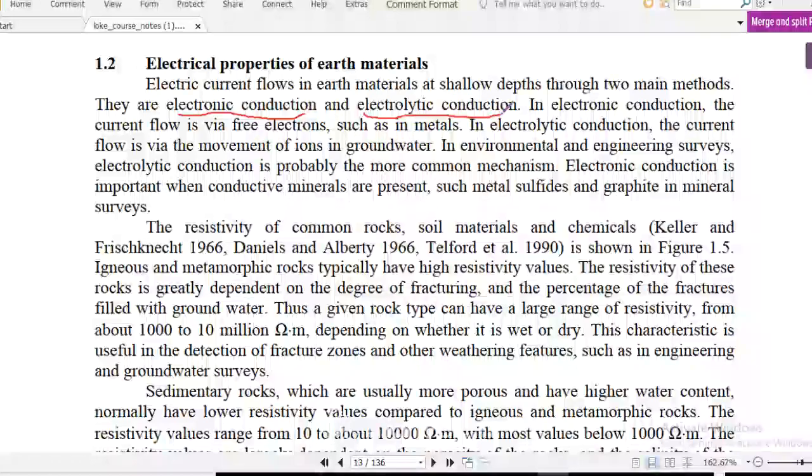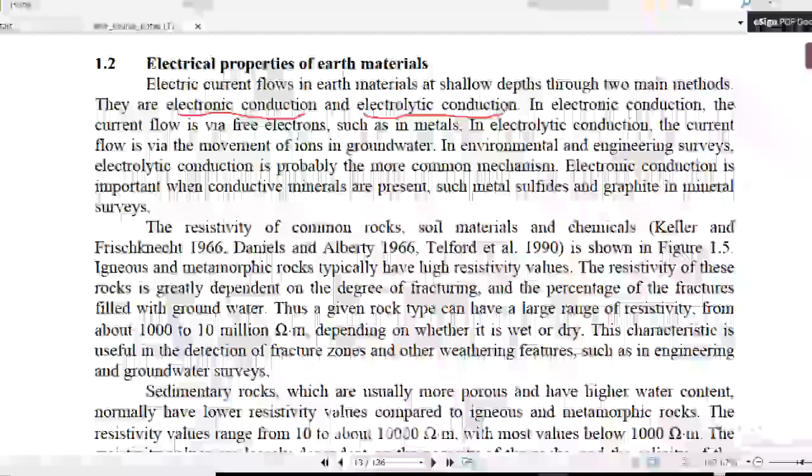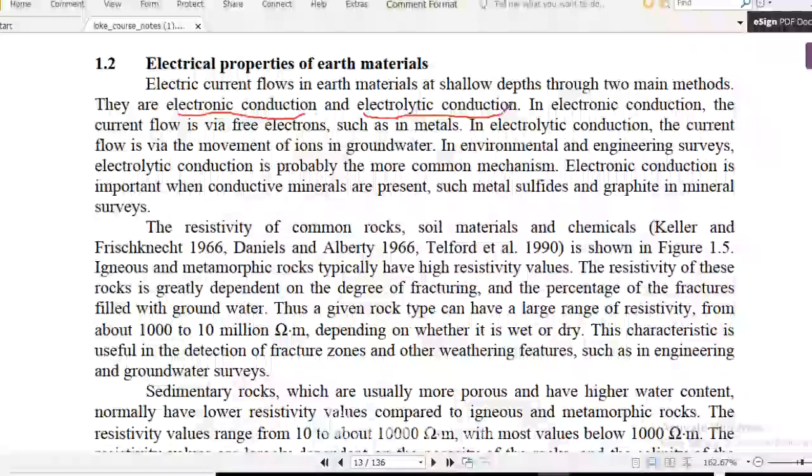In electronic conduction, the current flows via free electrons, such as in metals. In electrolytic conduction, the current flows via the movement of ions in the ground. In environmental and engineering surveys, electrolytic conduction is probably the more common mechanism. Electronic conduction is important when conductive minerals are present, such as metallic sulfide or graphite in mineral surveys.